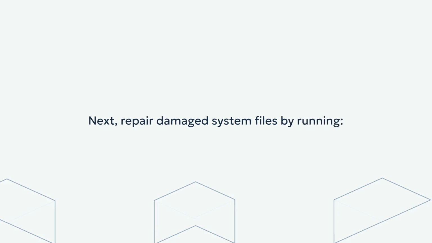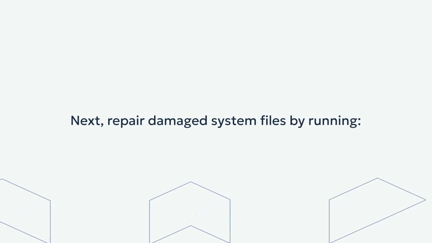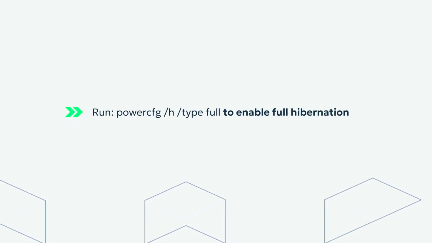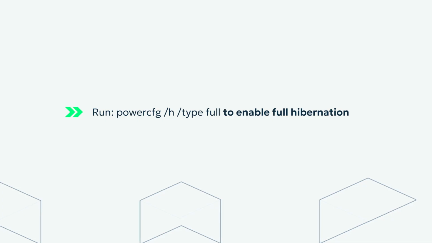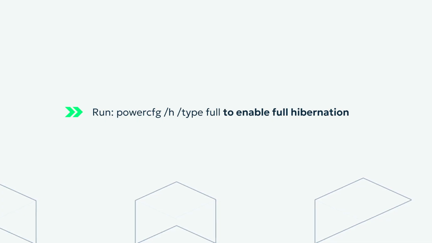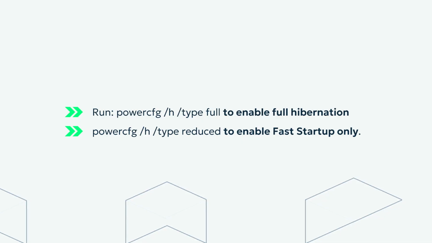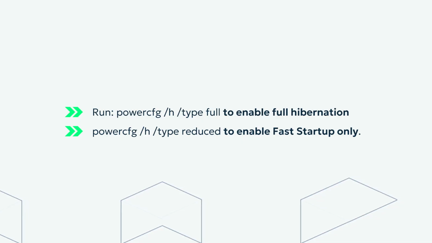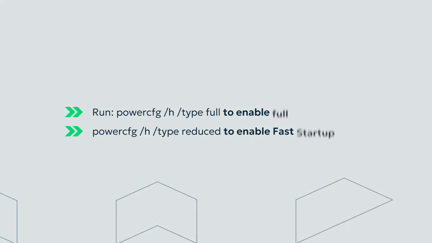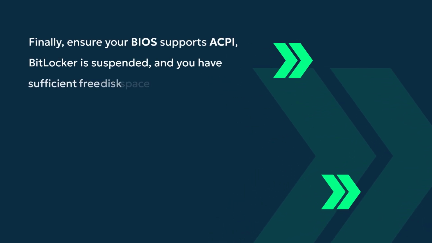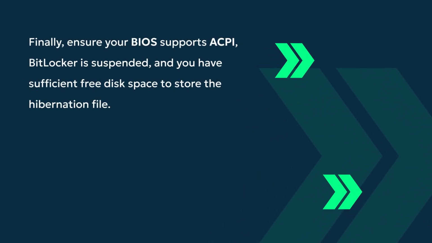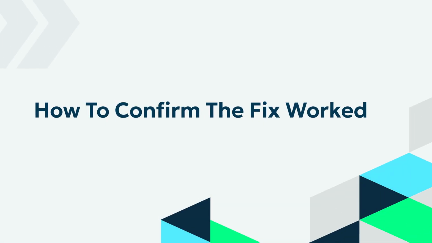If the problem persists, verify the hibernation type. Run powercfg /h /type full to enable full hibernation, or powercfg /h /type reduced to enable fast startup only. Finally, ensure your BIOS supports ACPI, BitLocker is suspended, and you have sufficient free disk space to store the hibernation file.